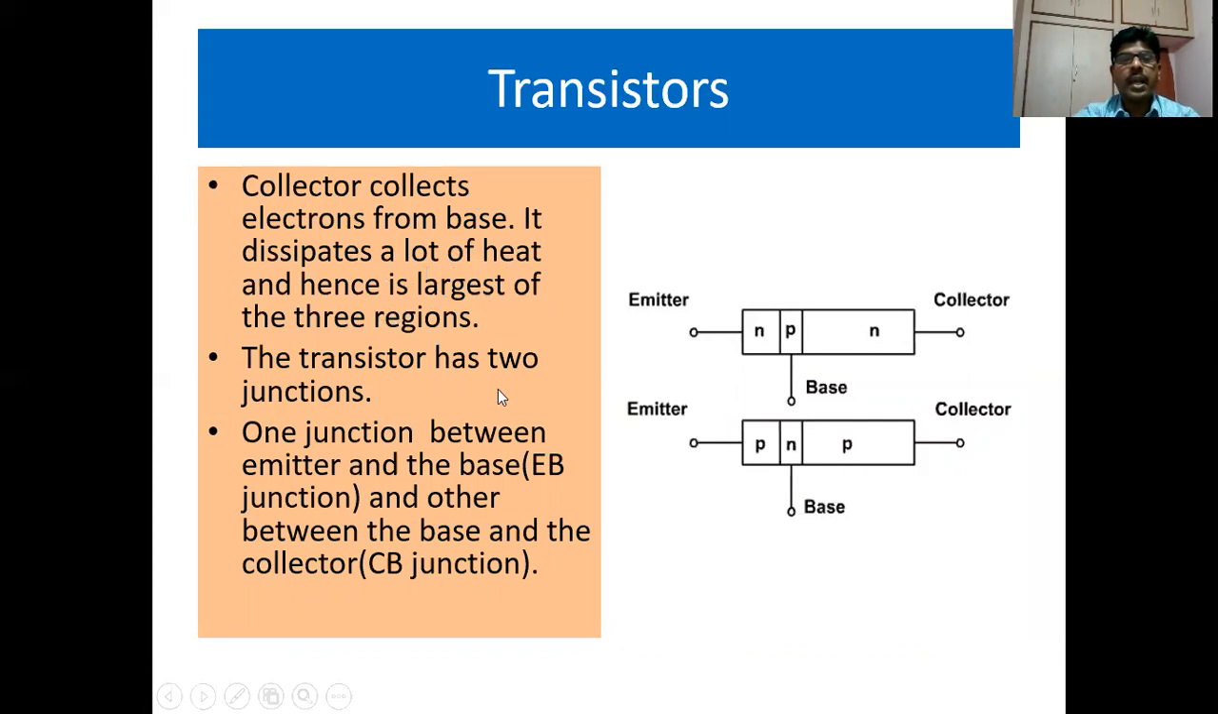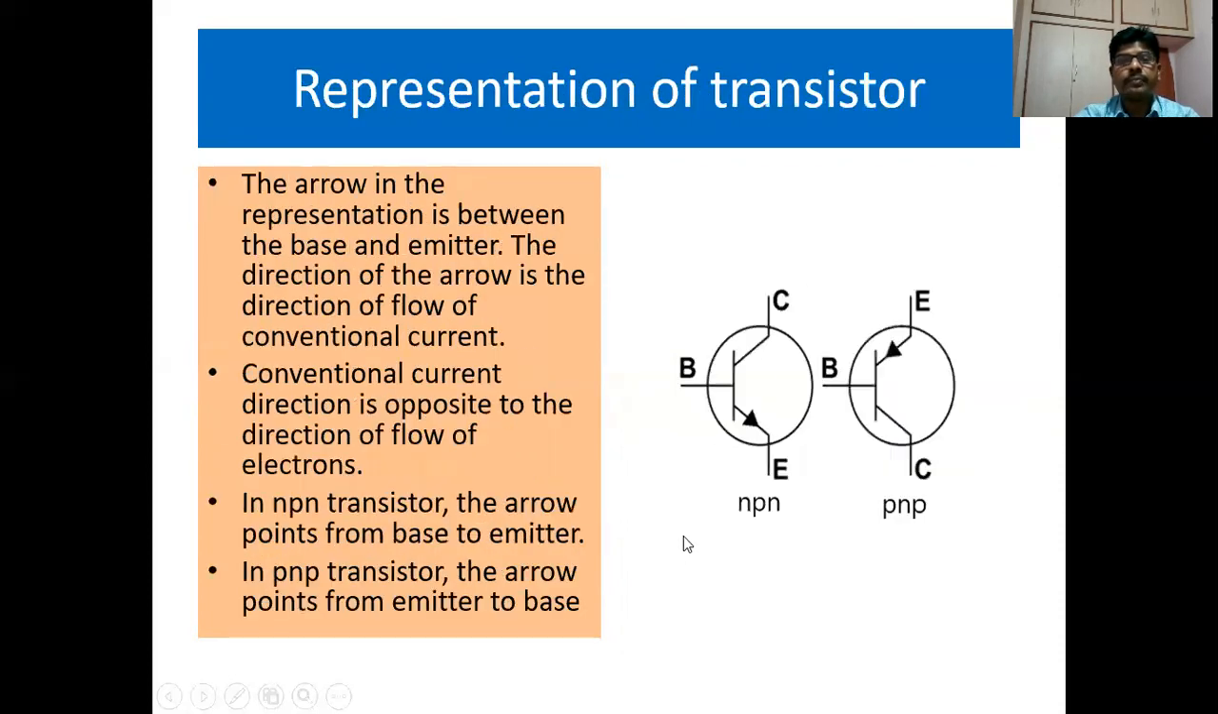The transistor has two junctions. One junction between the emitter and the base, called the emitter base junction, and the other between the base and the collector, called the collector base junction. So in terms of doping, the emitter is very heavily doped and the base is lightly doped, whereas the doping of the collector is between that of the emitter and the base. Size wise, the collector is very large and the base is very thin.